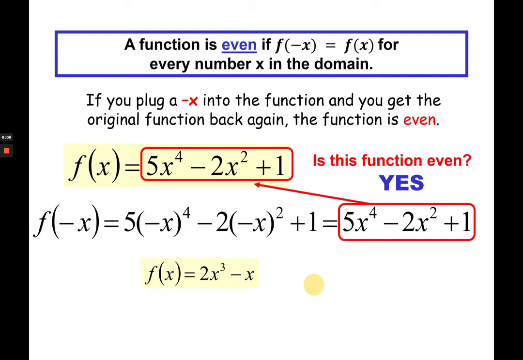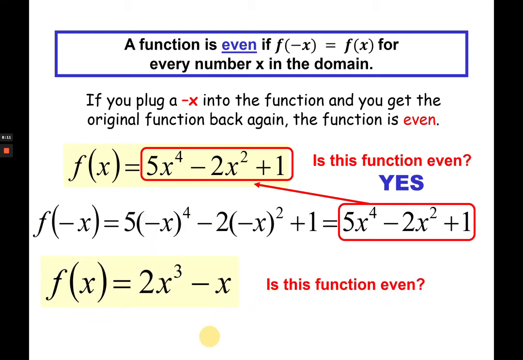Let's have another example. Is this function even? If you substitute a negative x on each axis, negative x to the power of 3, negative times negative is positive, times another negative will make it negative. The 2 becomes negative. Negative times negative is positive. Actually, this becomes negative 2, this becomes a positive x.